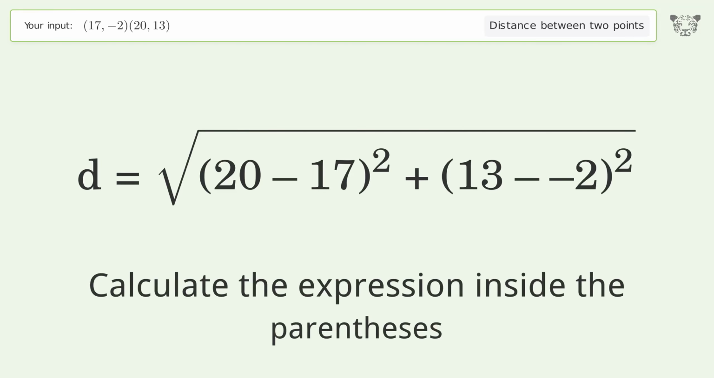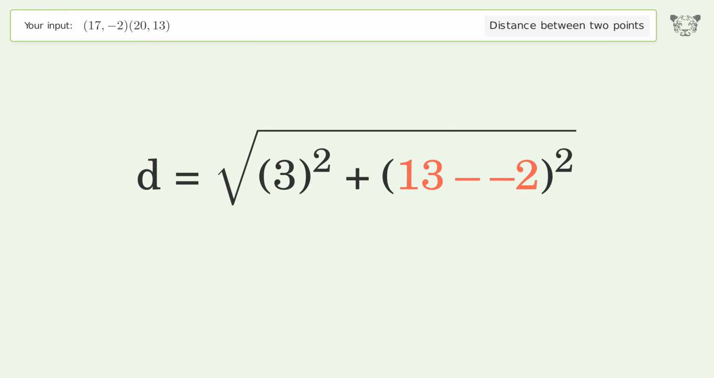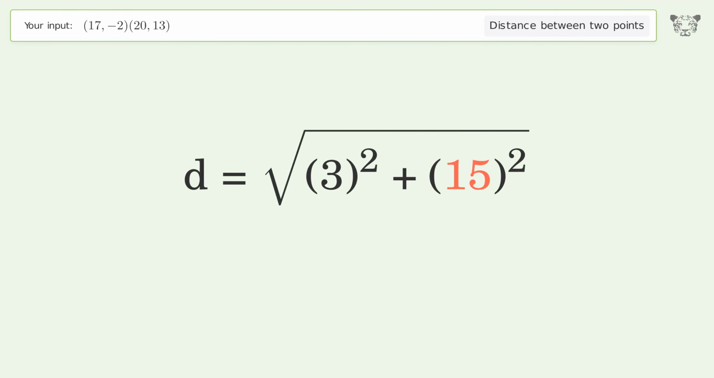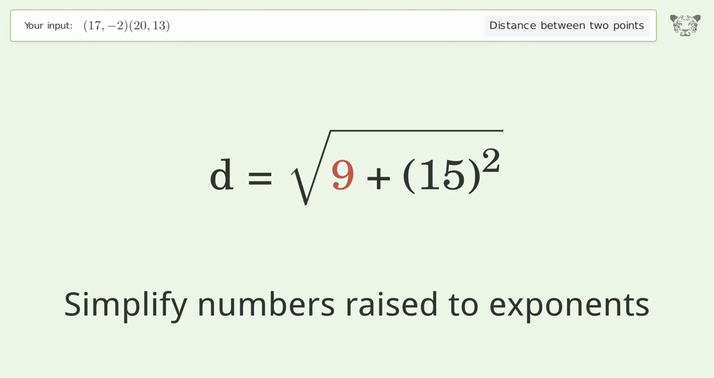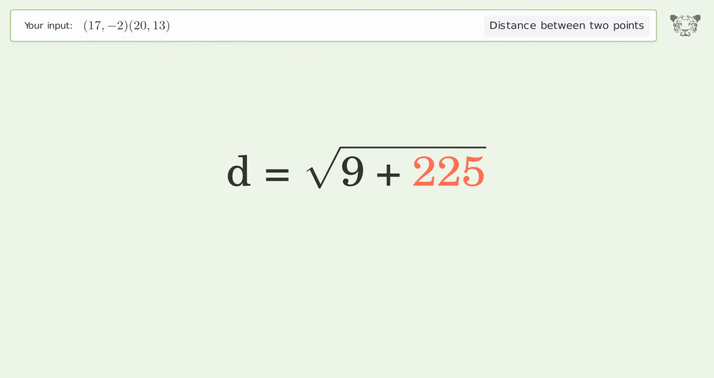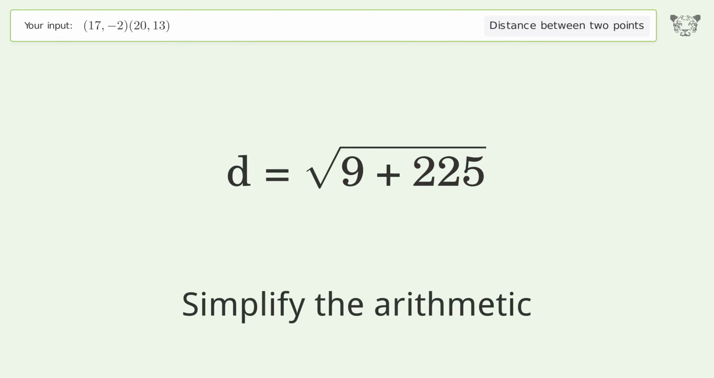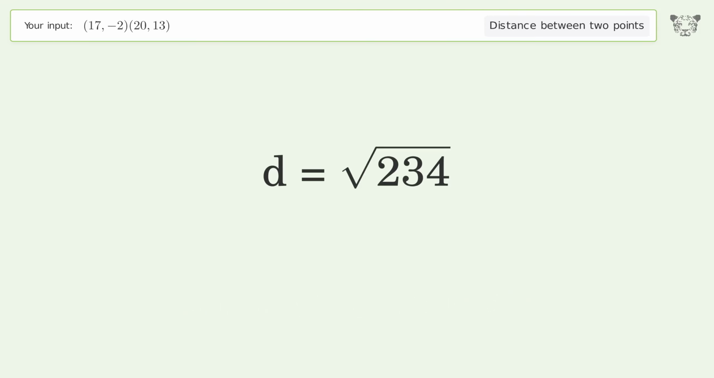Calculate the expression inside the parentheses. Simplify numbers raised to exponents. Simplify the arithmetic. And so the distance between the 2 points is the square root of 234, or 15.297.